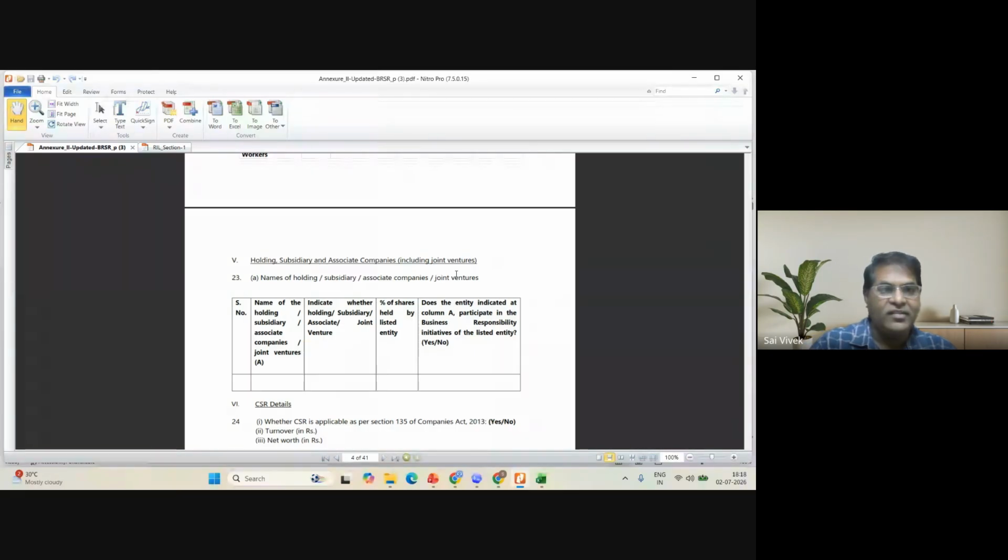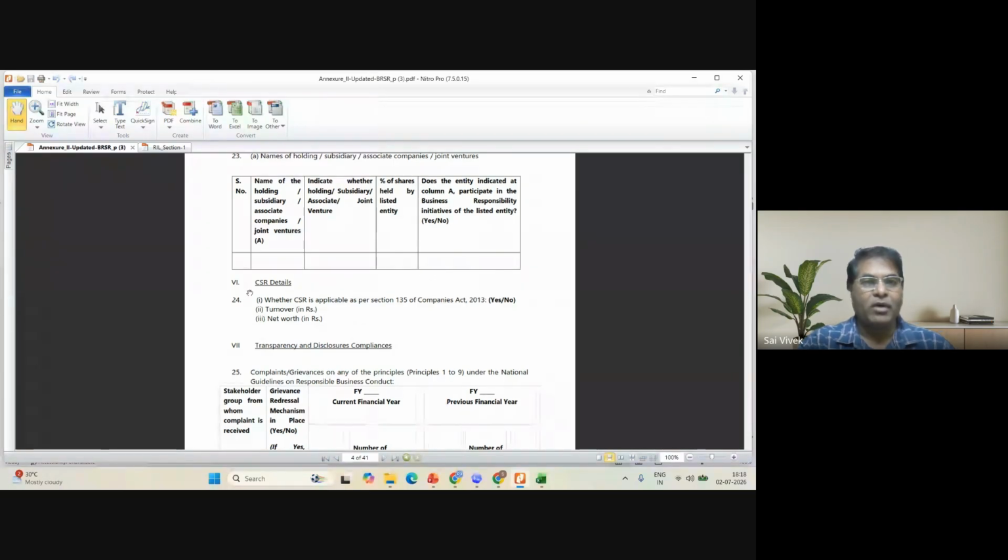So we provide a list of all these companies by serial numbers, names of these companies, and we mention whether they are holdings or subsidiaries or associate companies or joint ventures. The percentage of shares held by it is mentioned here, and it is also mentioned whether they participate in the BRSR initiatives also.